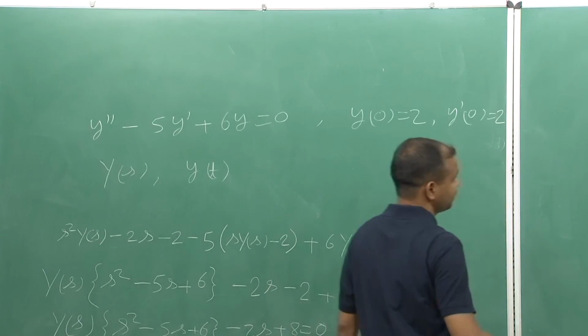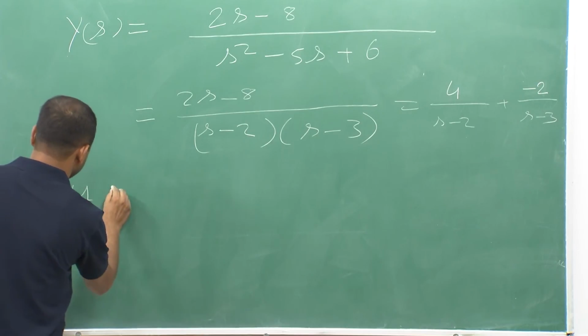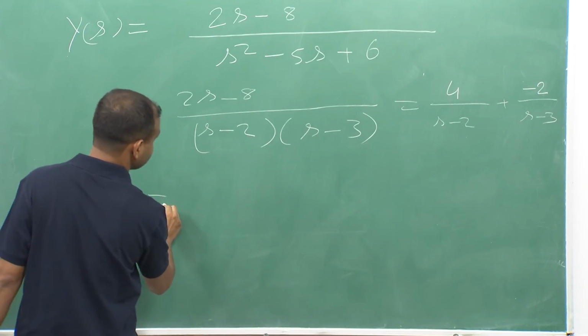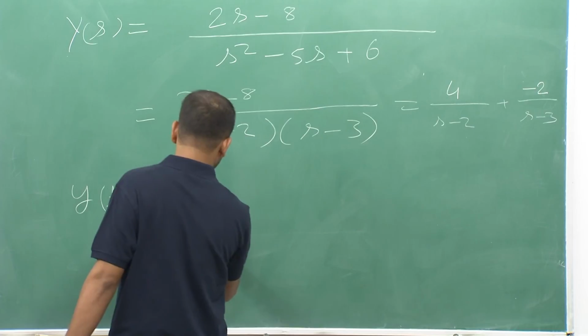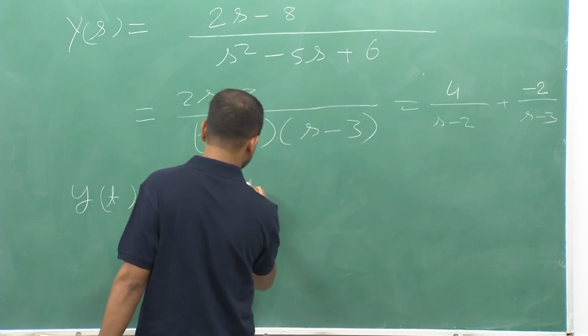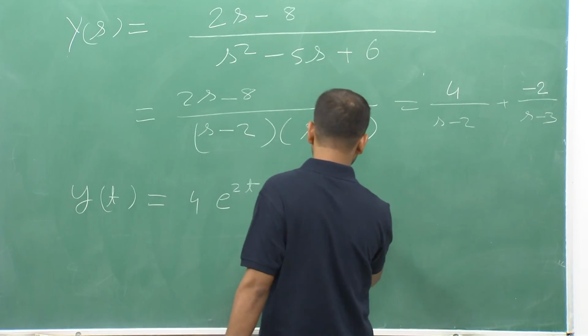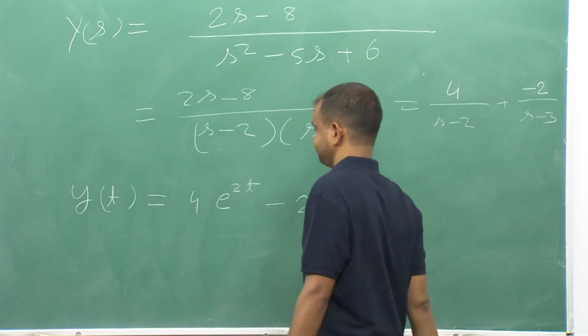and the next part is what is y of t. So, if I take the inverse Laplace transform, I will get y of t is equal to 4 e to the power 2t minus 2 e to the power 3t.